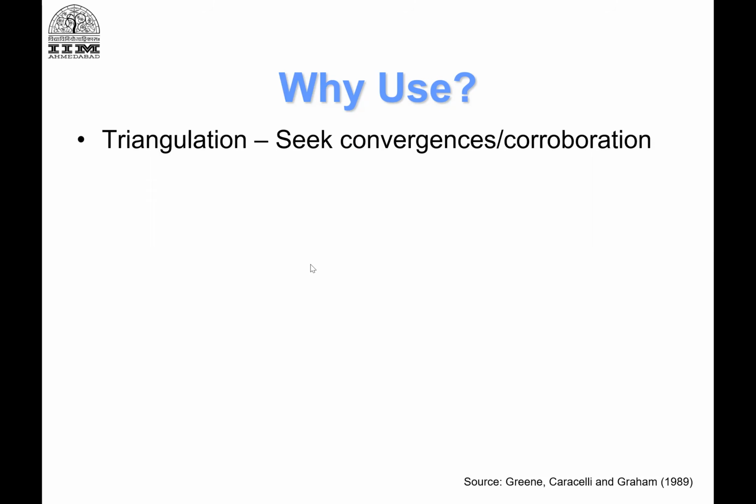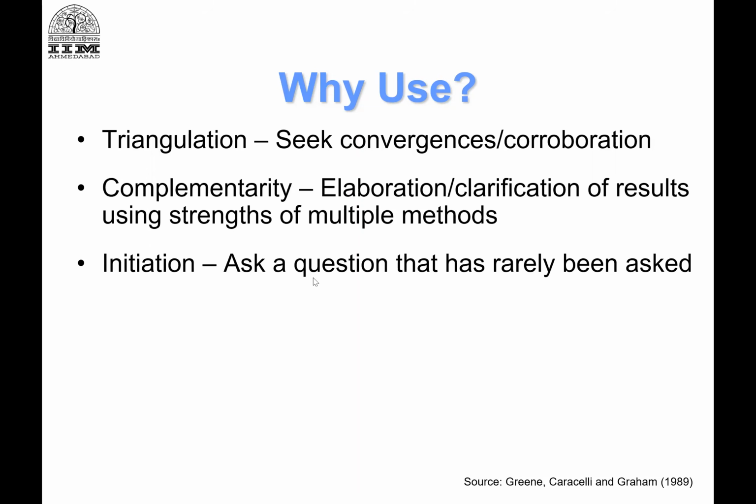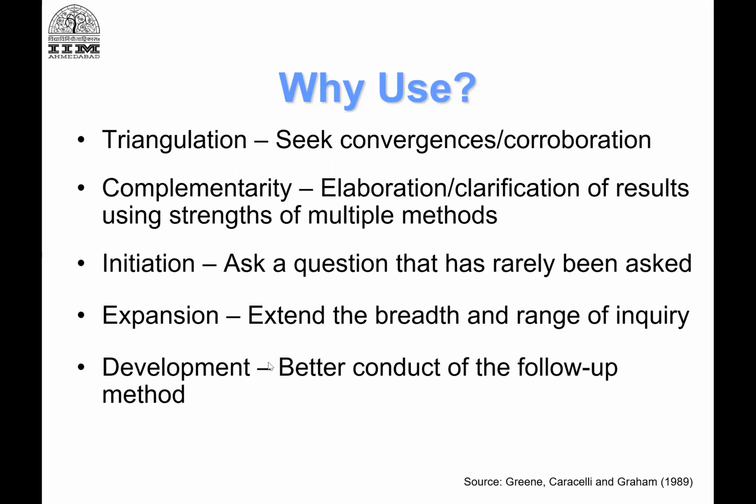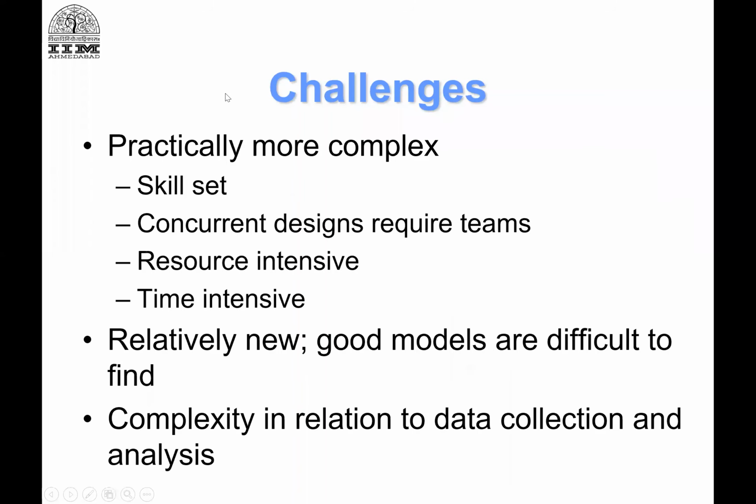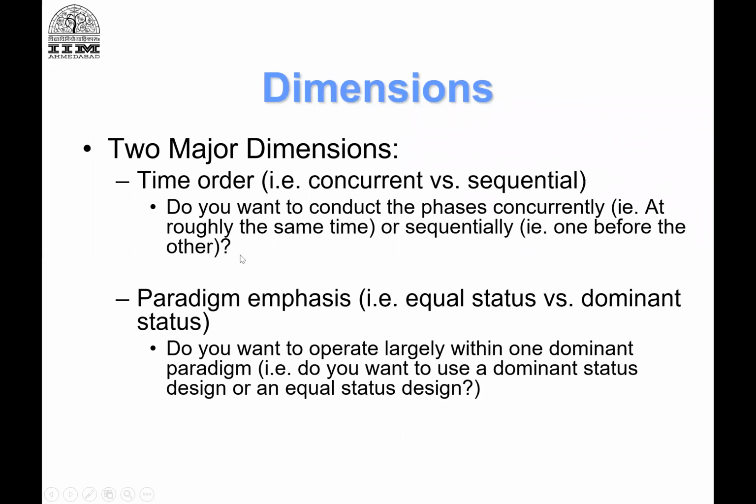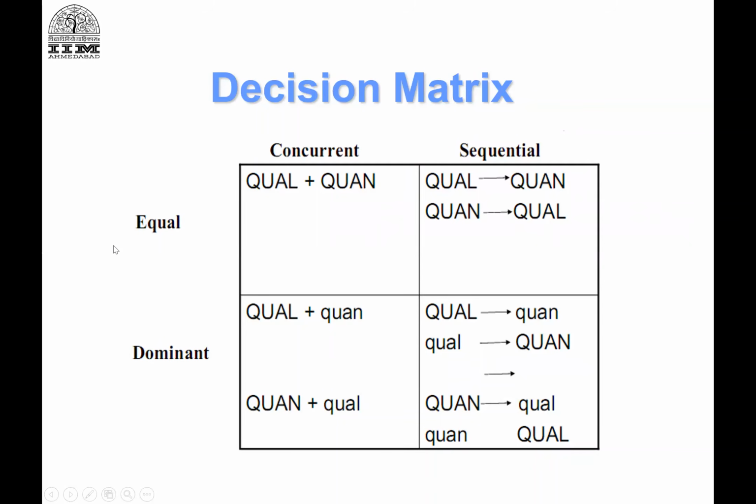You can seek triangulation, complementarity, elaboration, asking a question through qualitative and then following it up with quantitative research, and even expansion of the range of inquiry. So let me just give you some examples of how mixed methods are done. Let me just go to this matrix straight away.